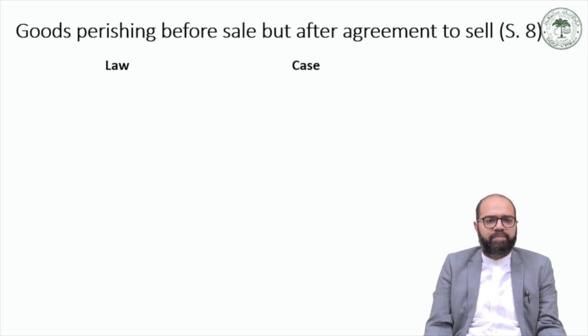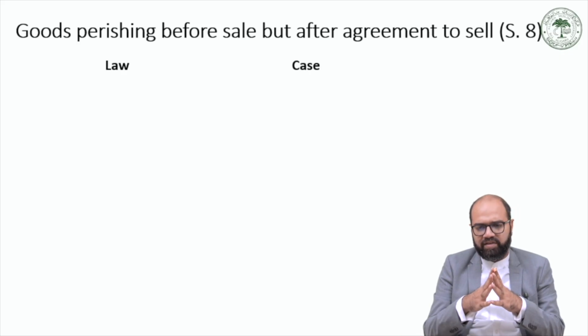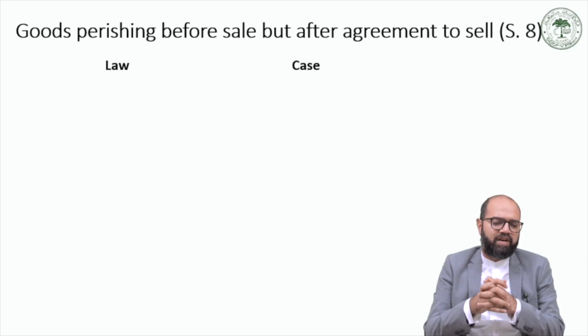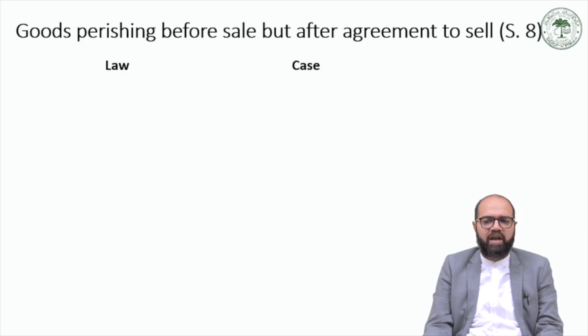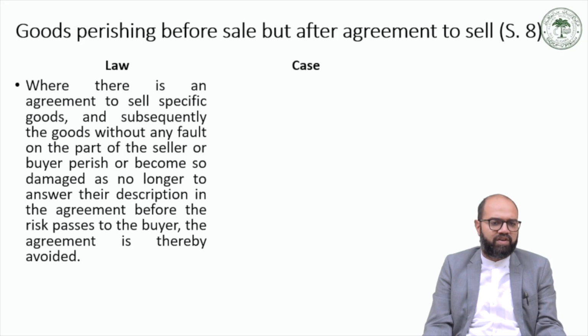Now we take up another provision relating to the goods perishing. However, it is before the actual sale but after an agreement to sell. Now, what is the difference between sale and an agreement to sell? The legal consequences are discussed in a separate lecture titled Difference of Sale with Allied Concepts, such as agreement to sell, barter, contract of work and labor, and so forth. But let us here examine what is Section 8.